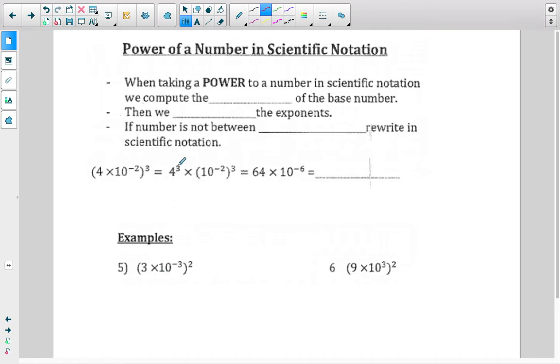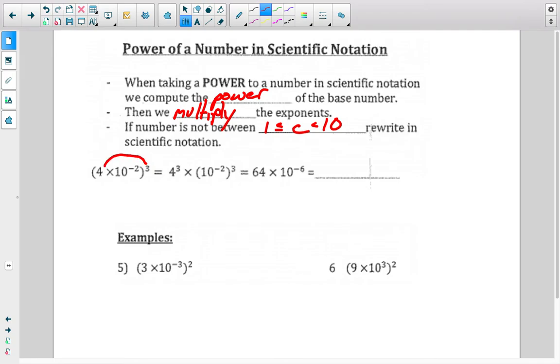Last idea. What if we take the power of a scientific notation? So when we take a power to a number in scientific notation, we compute the power of the base. We'll sprinkle that in. Then, when we take a power to a power, we multiply the exponents. And again, our number out in front needs to be greater than or equal to 1 and less than 10. Then you'll have to apply a variation of what we've been learning about how we rewrite numbers in scientific notation. So let's give this a shot.